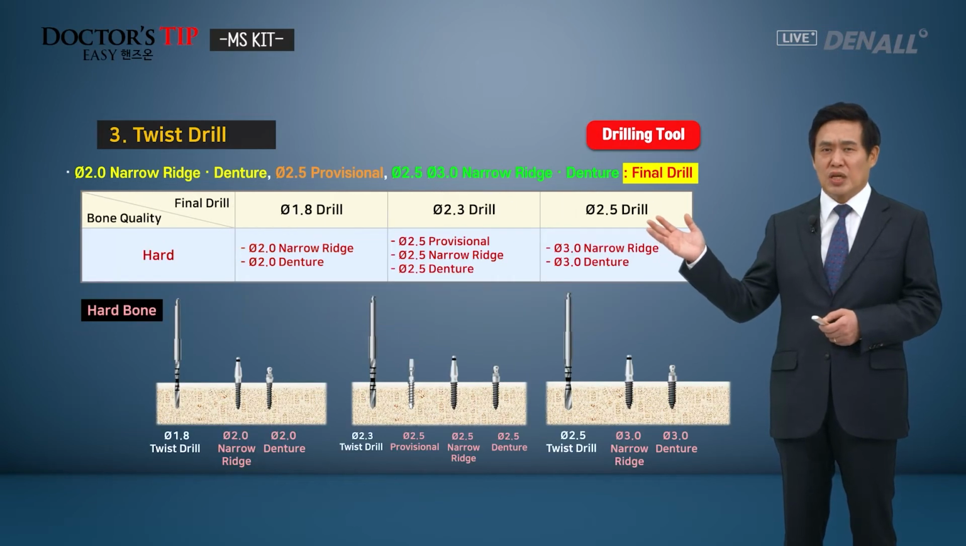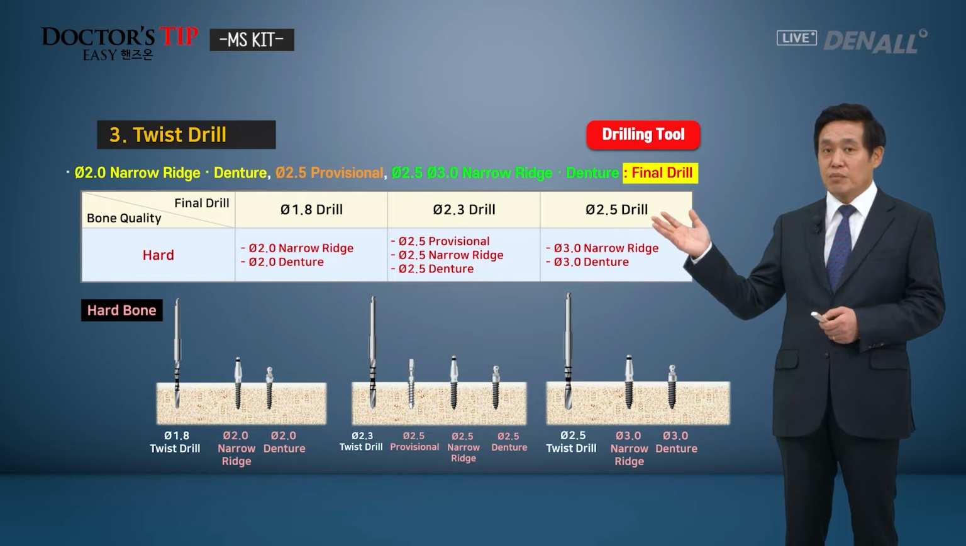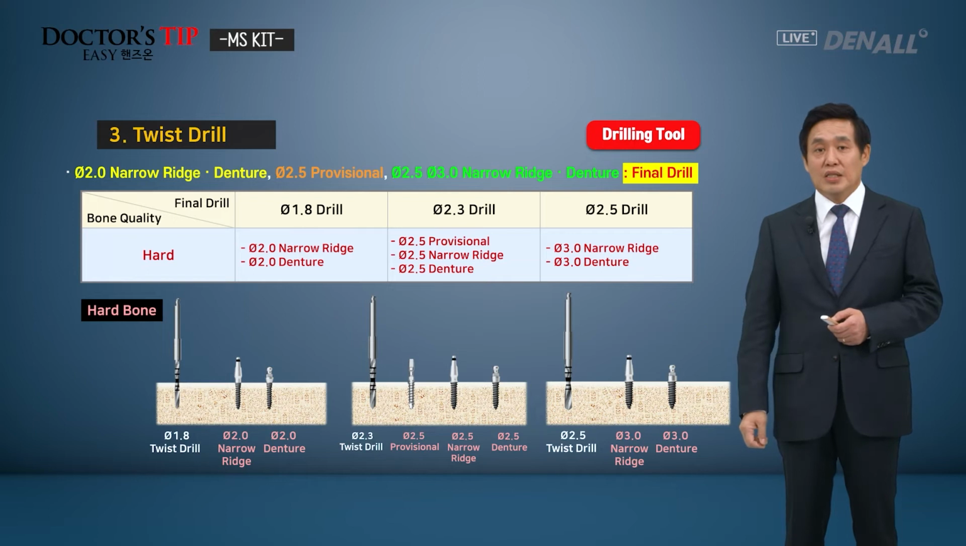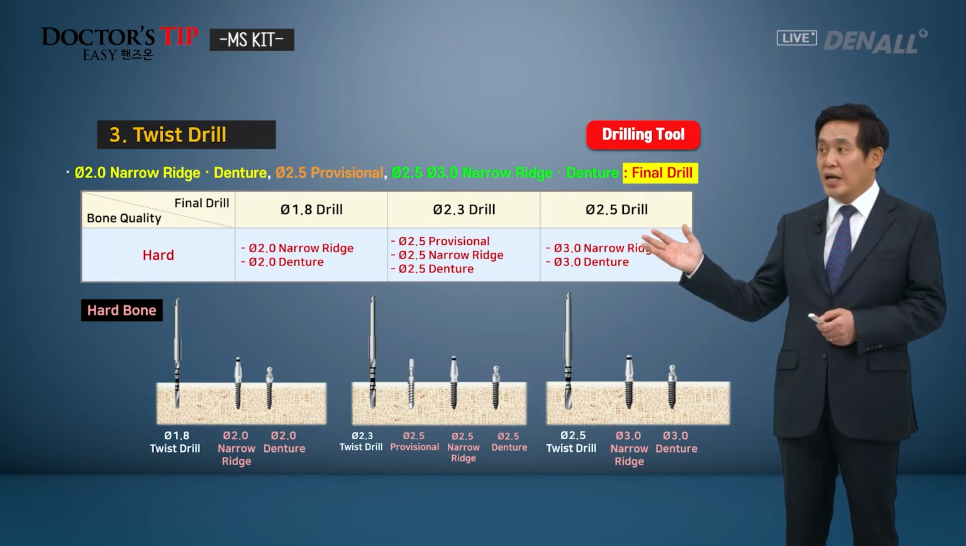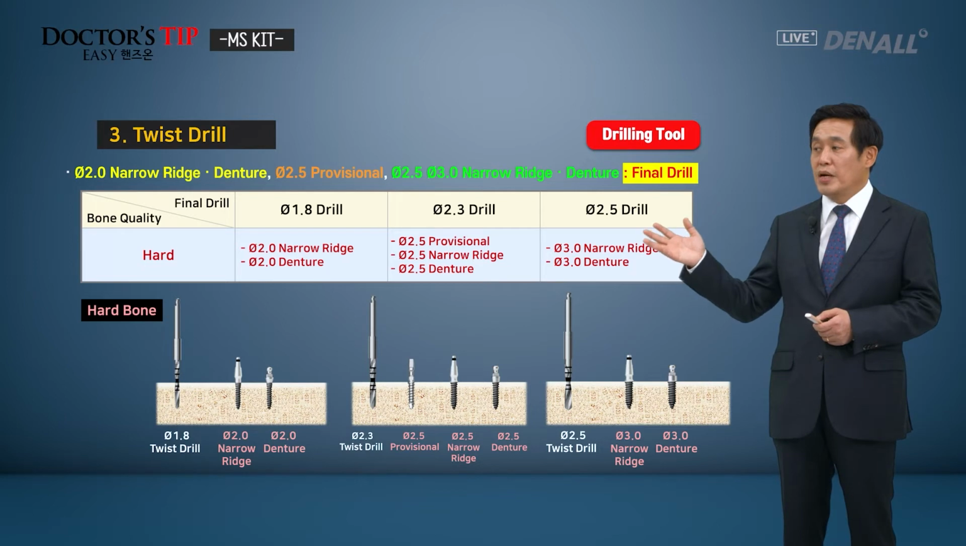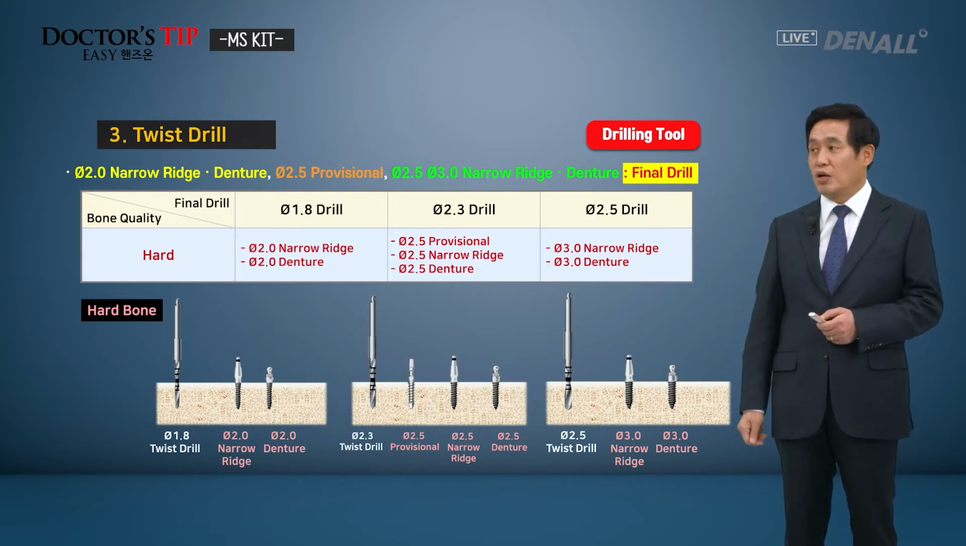And in the mandible anterior, it's very hard bone. So in such cases, for 2.0, maybe the final drilling is 1.8, and for 2.5, maybe 2.3, or for 3.0, a 2.5 drill. So my experience is, even if it's hard bone, rather than use the final drill in full length, use a shorter one. So in the MS implant, in the 1x fixture, initial stability can be adjusted by you.